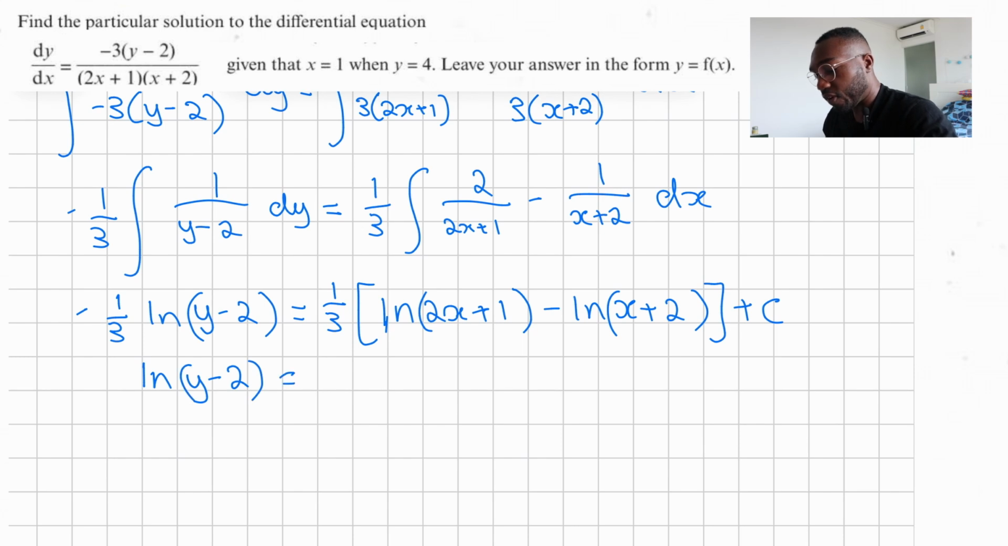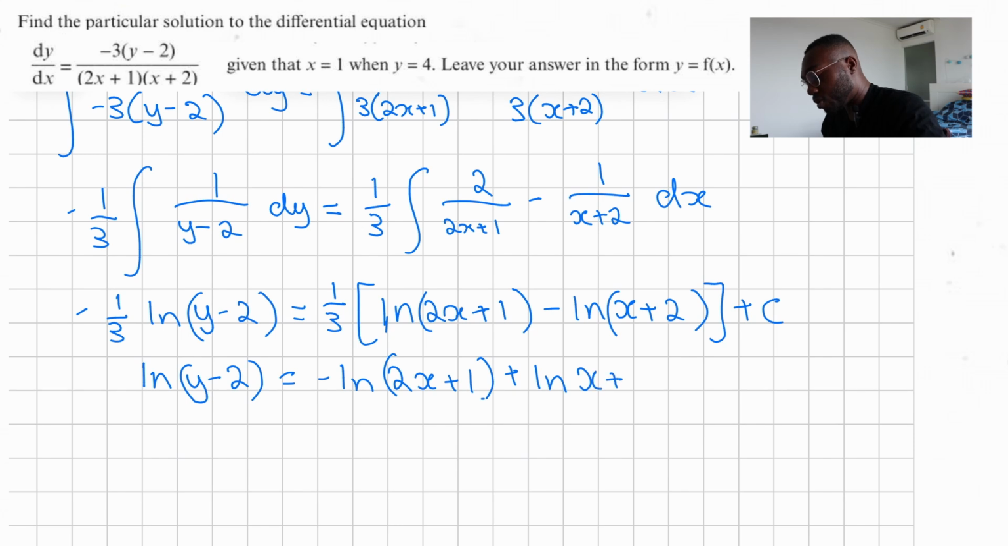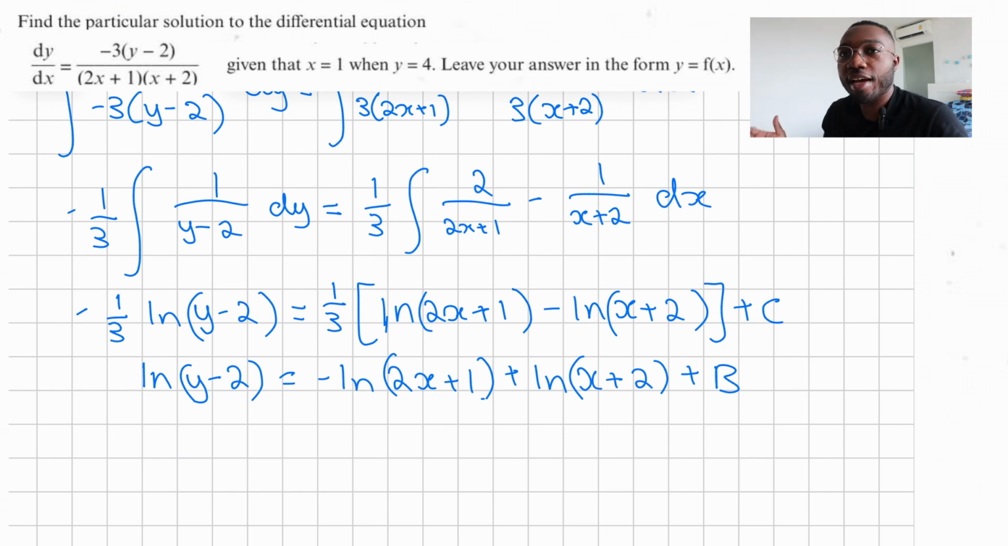And that is equal to, if I divide by minus 3, we're going to get a minus ln(2x+1) plus a ln(x+2). And with our constant, if we divide it by minus 3, it's still just going to be a constant. So in that case, I'm just going to write that as b. I can leave it as c, but I'm going to write it as b just so you know that we've still done something to that constant, but it's just going to be another constant. So we'll have it as b for now.